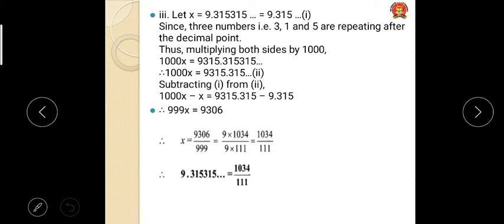Now let x is equal to 9.315315, which means 9.315 with a bar. Since these 3 digits are repeating, you have to multiply by 1000. After multiplying, you will get the second equation. Now subtract the first from the second, you will get 999x is equal to 9306. After calculation, you will get the p by q form.